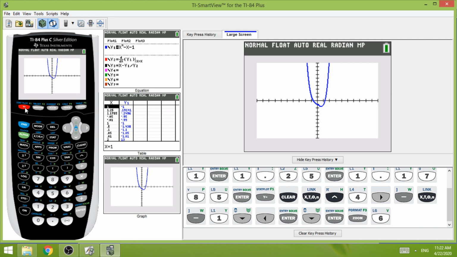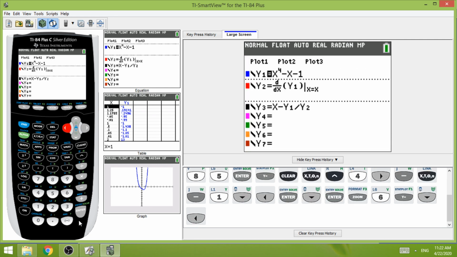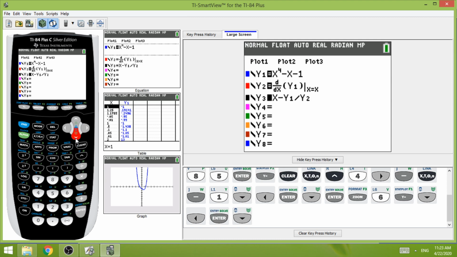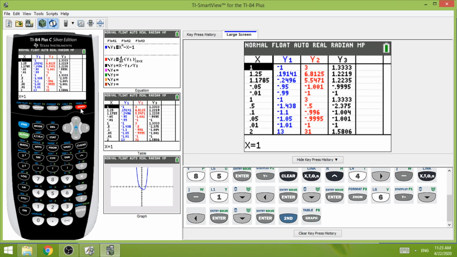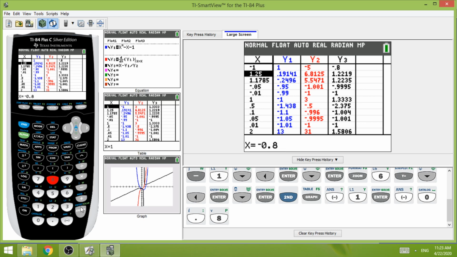Okay, so back to y equal. So now this time I need to shade the y2 and y3 because I'm going to put into the table. Okay, y2, y3. Okay, back to the graph. So -1 first. So we do have -0.8. So let's just do another approximation. So -0.8. And now this time we came up with -0.7312. Okay, one more time.